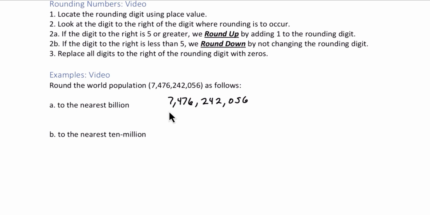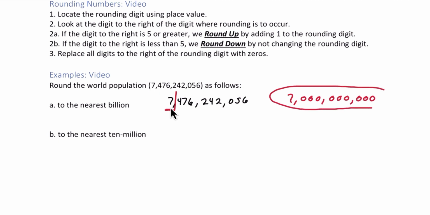This 7 out front is our rounding digit in the billions position. Next, we look to the right of that number, and we see that it is a 4. If the number to the right of your rounding digit is below 5, we round down, which means we're not going to change the rounding digit, 7. Everything to the right of it, when we round down, becomes zeros. So we end up with 7 billion.